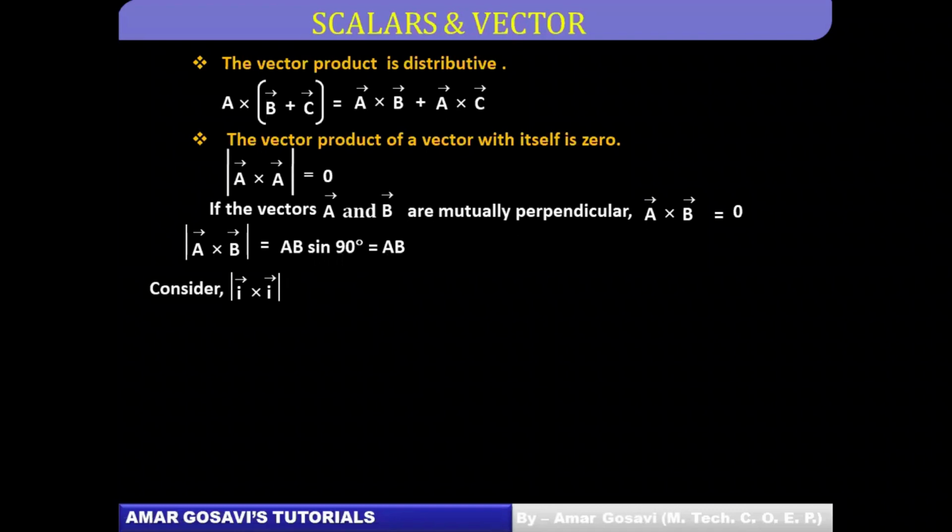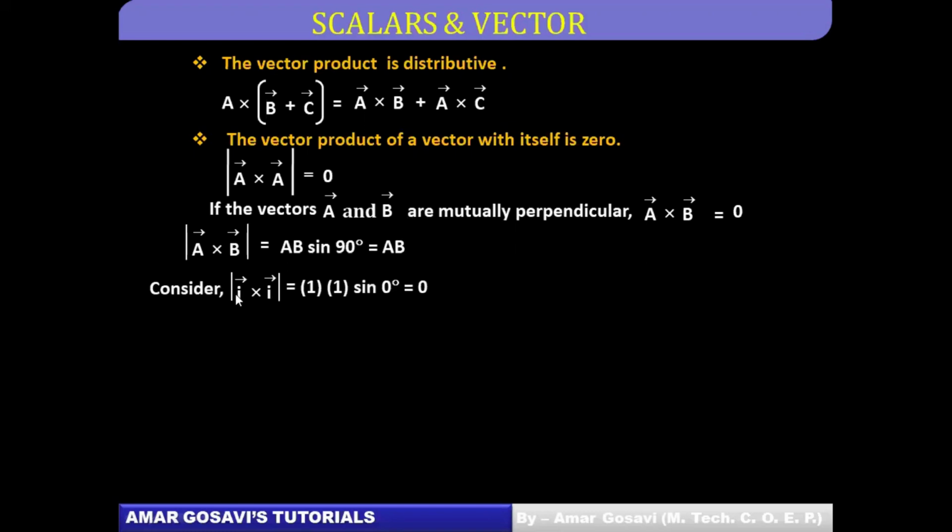If we are talking about i cap and i cap, which is the unit vector along the x axis, obviously the angle between i and i would be 0. And we all know sine 0 is 0. Just like A bar cross A bar is 0, similarly i cap cross i cap will also be equal to 0. How? I'll show you.